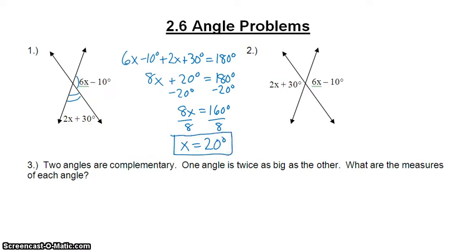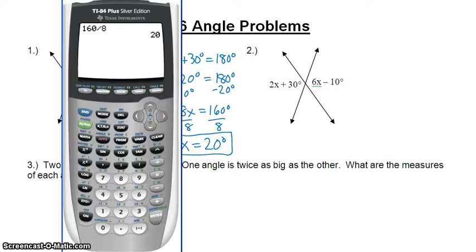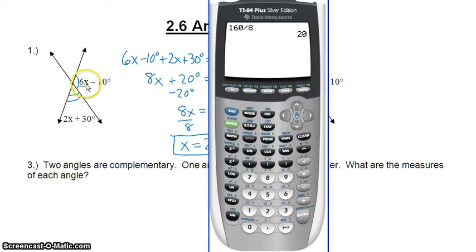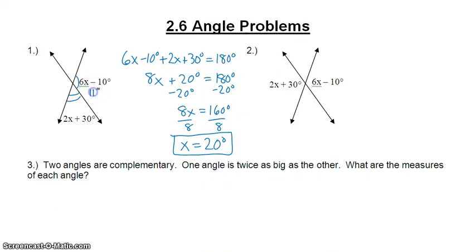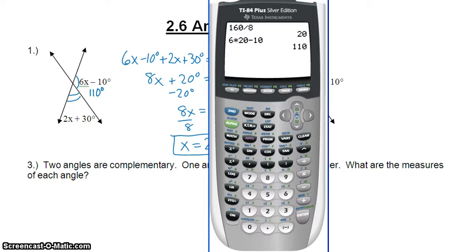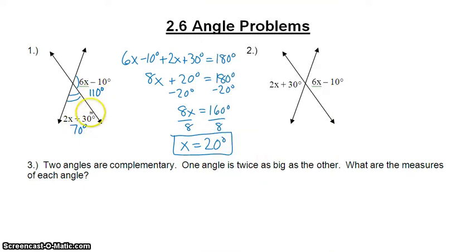So how big is each angle? Well, we need to take that 20 degrees and plug it into x. 6 times 20 minus 10. This angle right here is 110 degrees big. Our second angle is 2 x's, 2 times 20 plus 30, which is 70 degrees. Now, are these two angles supplementary to each other? Yeah, together they add up to 180 degrees. This is a good way to check to make sure you have the correct answer.